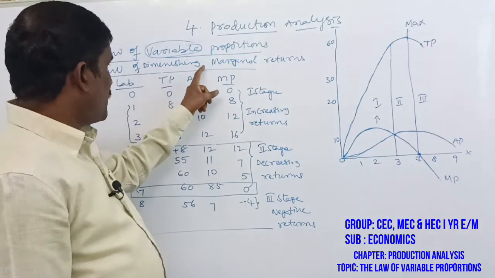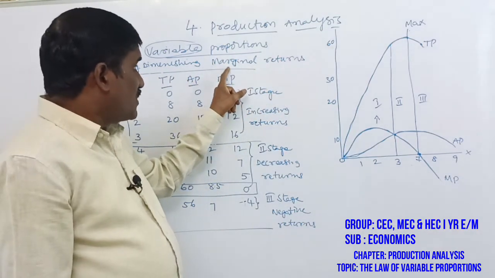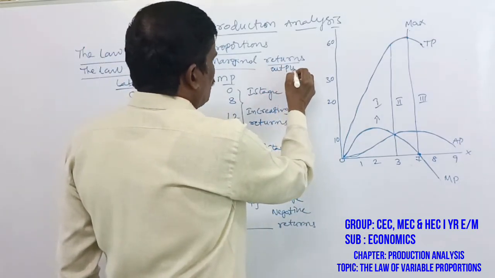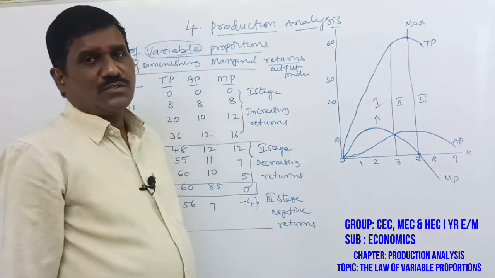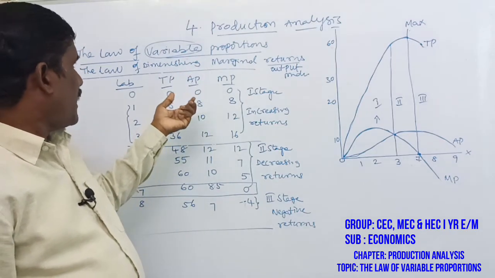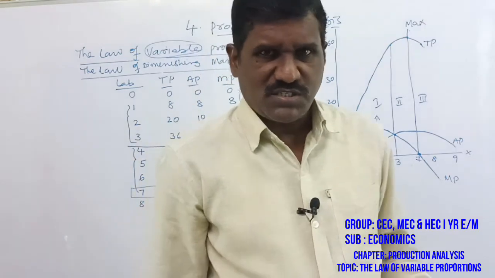The law of diminishing utility. Utility is different. Here it is marginal returns. Returns means output or production. Output is nothing but the production. Okay, so this is the short-term analysis in the production analysis. It is the law of variable proportions.